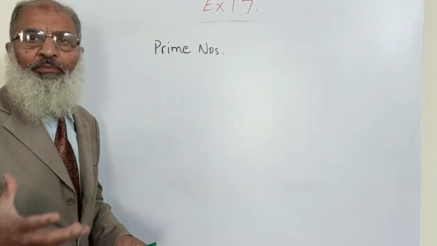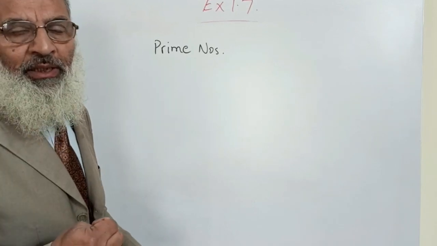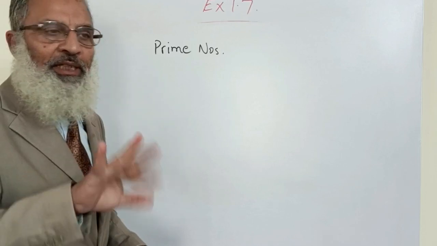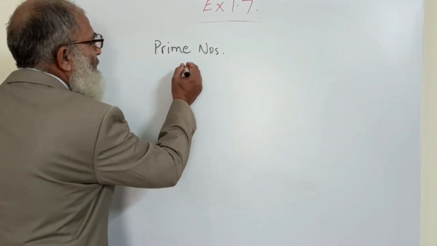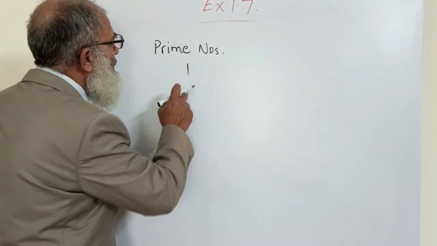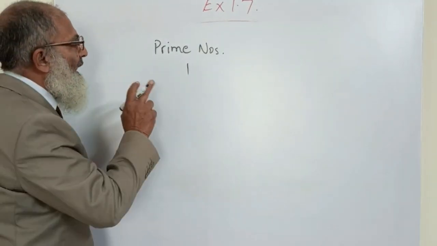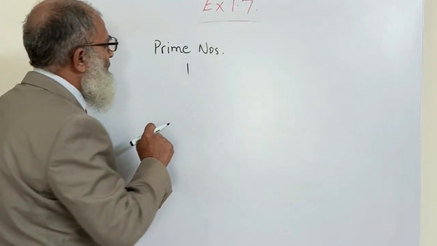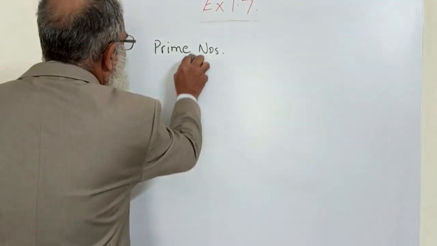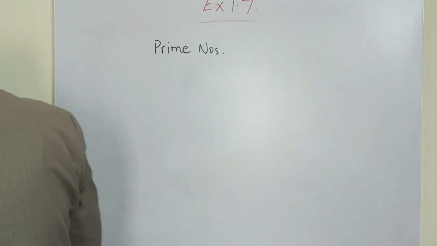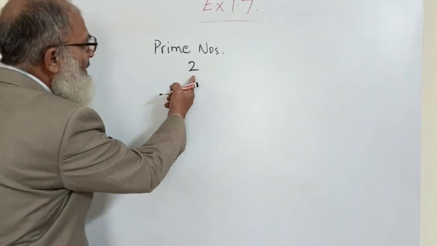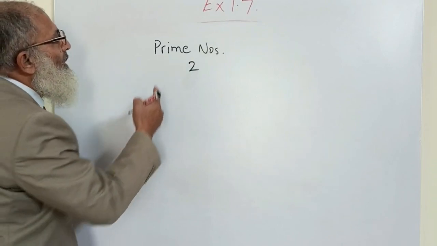Prime numbers are the numbers which have only two factors: one factor is 1 and the other factor is the number itself. For example, if I take 1, you see that 1 has only one factor, so we cannot take 1 as a prime number. So I rub it off. The prime numbers start from 2, and this is the only even number in the prime numbers.